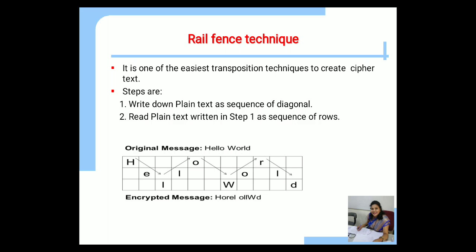HELLO WORLD. And in step 2, we write it as a sequence of the rows. So in the first row there is HOR, then EOI, then ELOL, then LWD. So this is your encrypted message, the ciphertext of the plain text HELLO WORLD. So output is HORELOLLWD. We are going to practice some on this technique in our live lecture.